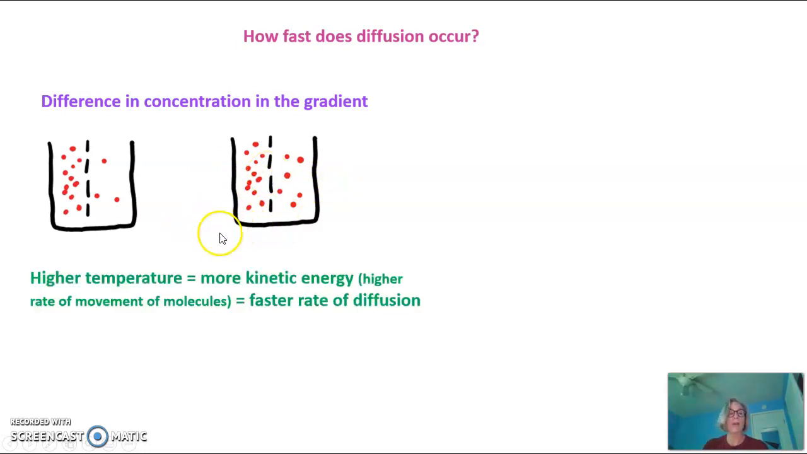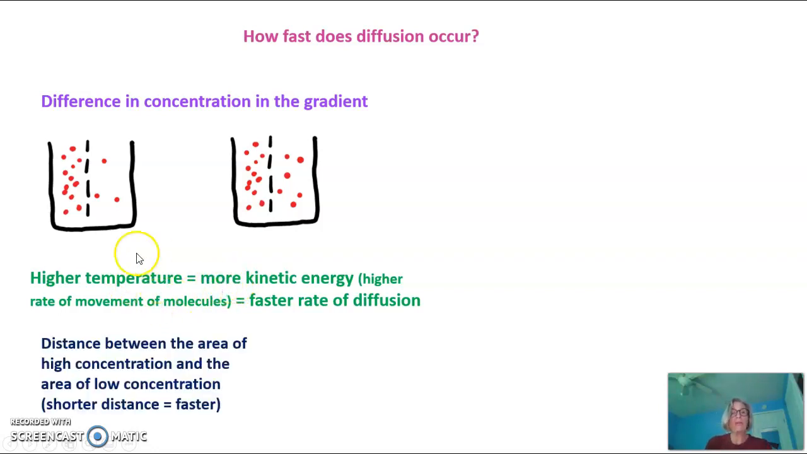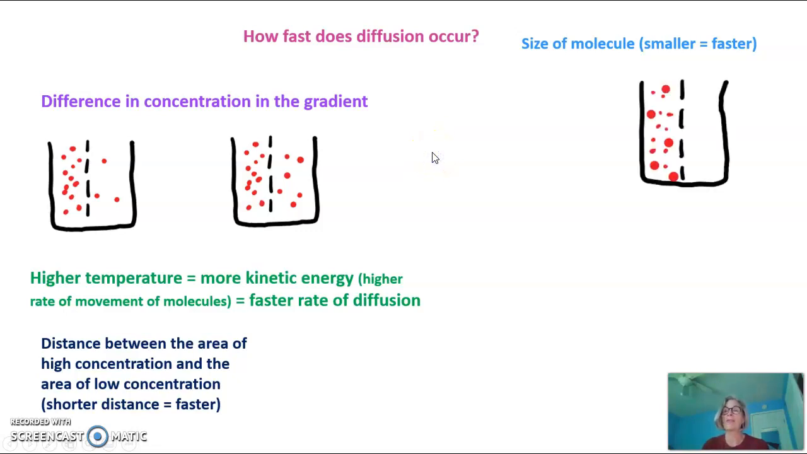Another factor is the temperature, because the higher the temperature, the more kinetic energy, so the higher rate of movement of the molecules. So molecules tend to move from high to low faster when it's a higher temperature. Also, the distance between the area of high concentration and the area of low concentration can impact the rate of diffusion. So the shorter the distance the molecules have to move, they move faster. And that's fairly intuitive. The size of the molecule also impacts the rate of diffusion. Smaller molecules diffuse much faster than large.